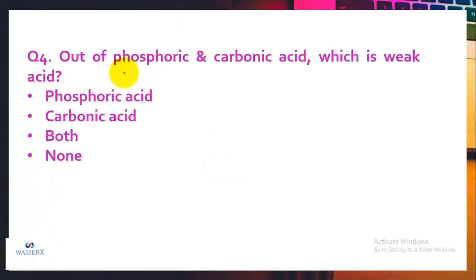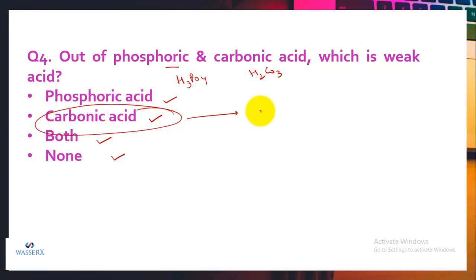Another question is, out of phosphoric, that is H3PO4, and carbonic, that is H2CO3, which is a weak acid? So the options are: phosphoric acid is a weak acid, or carbonic acid is a weak acid, or both are weak acids, or none of it. So out of these, carbonic acid is the correct option because it gets partially dissociated when dissolved in water. So it is regarded as a weak acid.